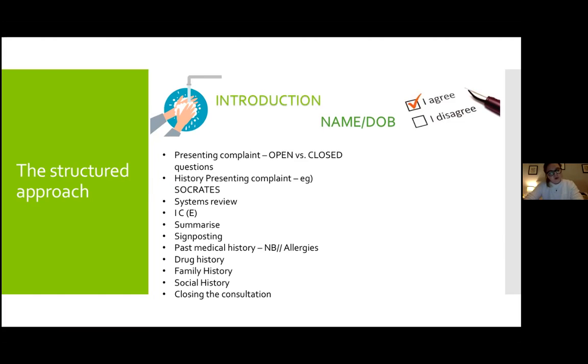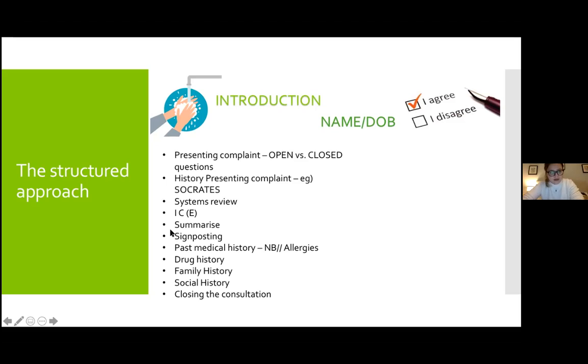So for shortness of breath, you're not going to ask the site of the shortness of breath, obviously, but you can ask the onset. So when did this start? What were you doing? Was it sudden? Was it gradual? So it's a really useful acronym, not just for chest pain.